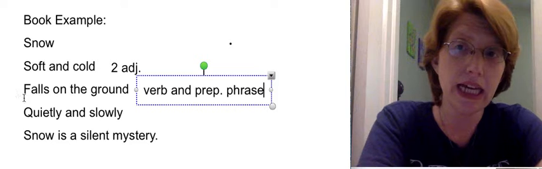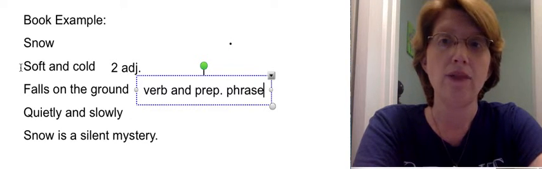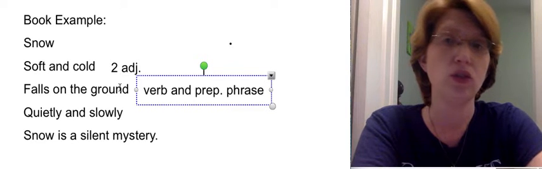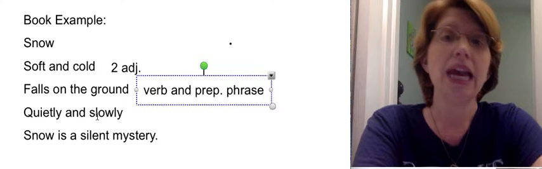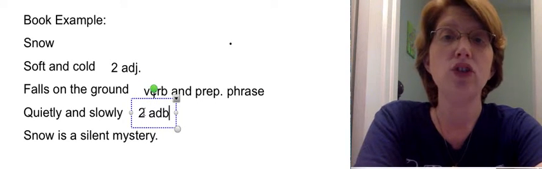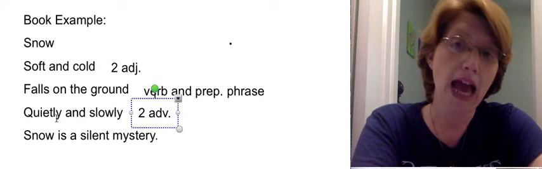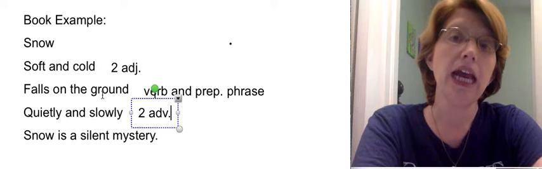Okay, now here's where we need the verb and the prepositional phrase. So look at what they did. Falls on the ground. You have to have the verb with the prepositional phrase. Snow, soft and cold, falls on the ground. Now, they looked at that verb and they gave 2 adverbs that described how it falls. How does it fall? Quietly and slowly.